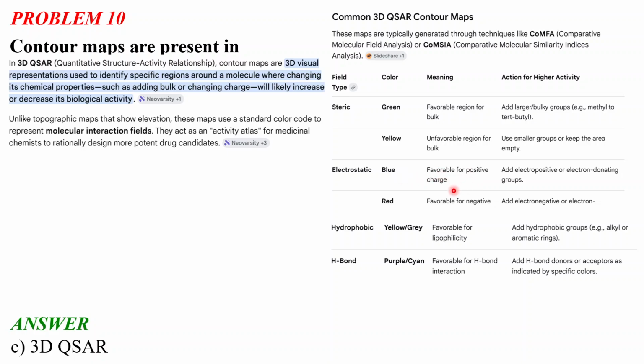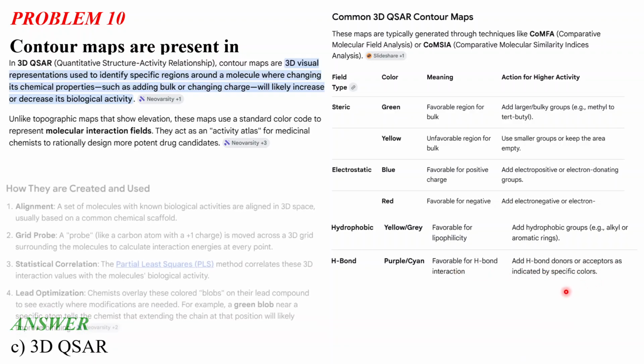Electrostatic, blue region favorable for positive charge and electropositive or electron donating group, and red region favorable for negative charge and electronegative groups. Hydrophobic, yellow or gray, favorable for lipophilicity and hydrophobic group like alkyl or aromatic ring. And hydrogen bond, purple or cyan, favorable for hydrogen interaction and hydrogen bond donor acceptor, indicated by the specific colors.